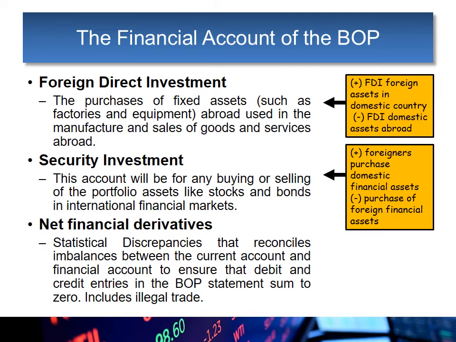Under security investments. Net financial derivatives are statistical discrepancies that reconcile imbalances between the current account and the financial account to ensure that debit and credit entries in the BOP statement sum up to zero. These are items that account for the discrepancy of the current account and the financial account balance. This may include items like illegal trade.